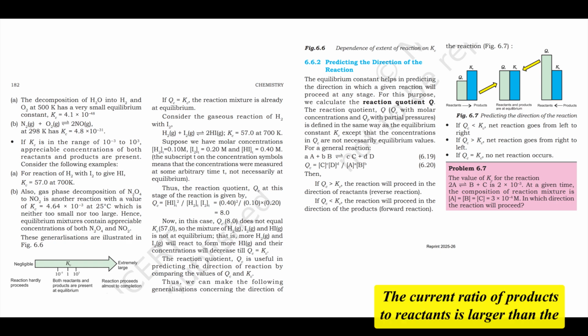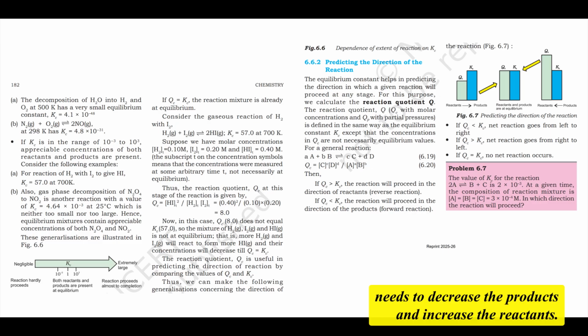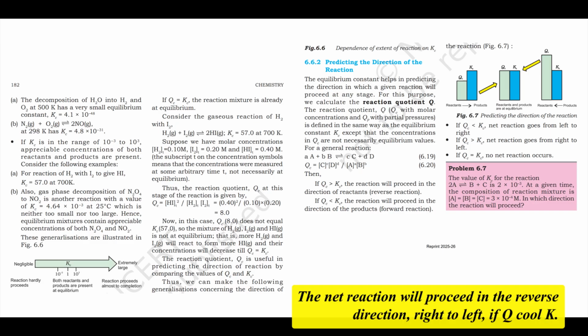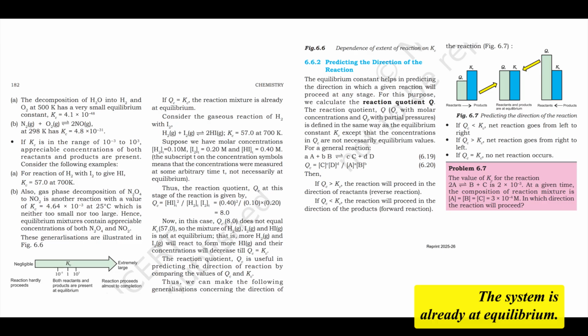If Q > K, the current ratio of products to reactants is larger than the equilibrium ratio. To reach equilibrium, the system needs to decrease the products and increase the reactants. The net reaction will proceed in the reverse direction, right to left. If Q equals K, the system is already at equilibrium. The ratio matches the equilibrium constant, so there is no net change or shift occurring.